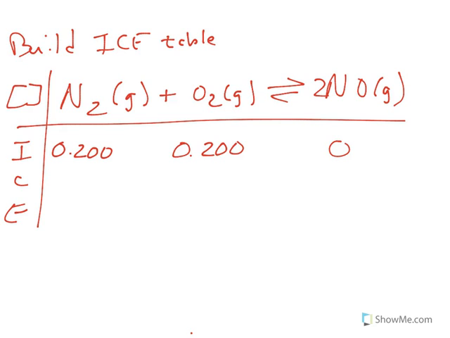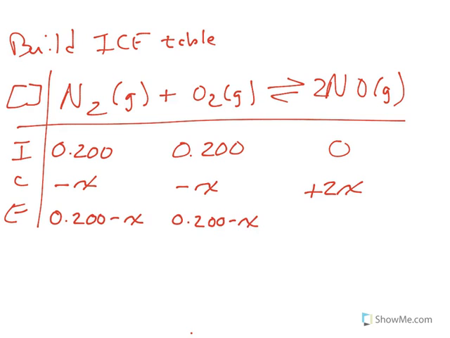And how are they going to change? Qc told us that these guys are getting consumed. So minus x, minus x. They have a coefficient of 1, so that's it. This guy has a coefficient of 2, and he's being produced, so it's plus 2x. Then we're going to go ahead and write the equilibrium concentrations: 0.200 minus x, 0.200 minus x, and 2x.